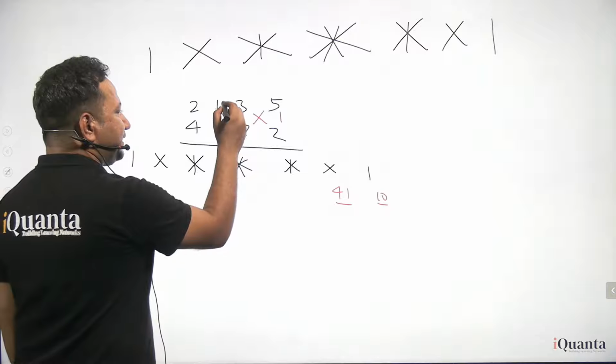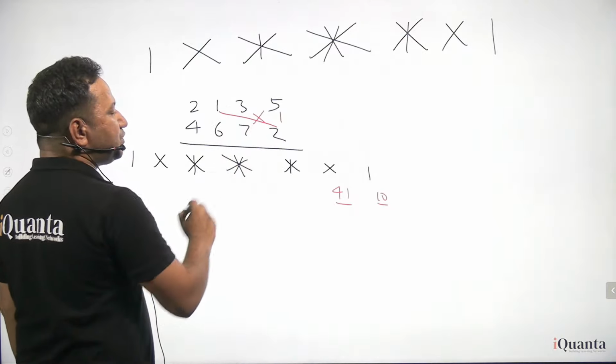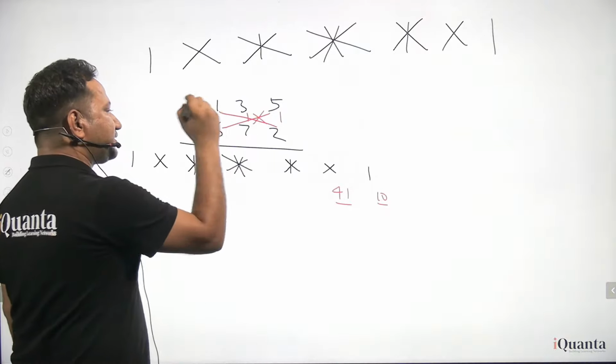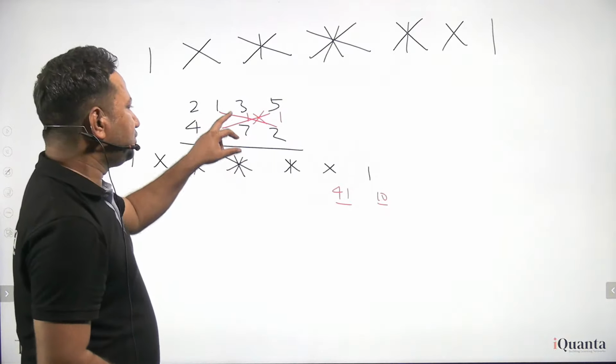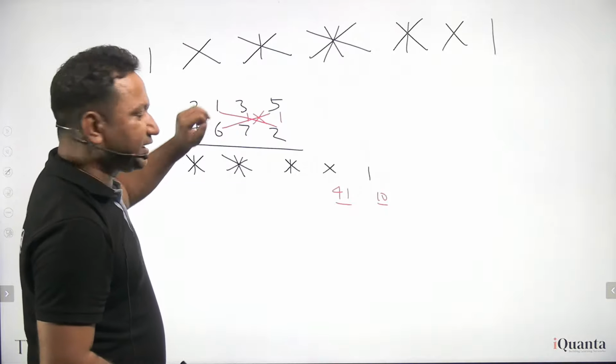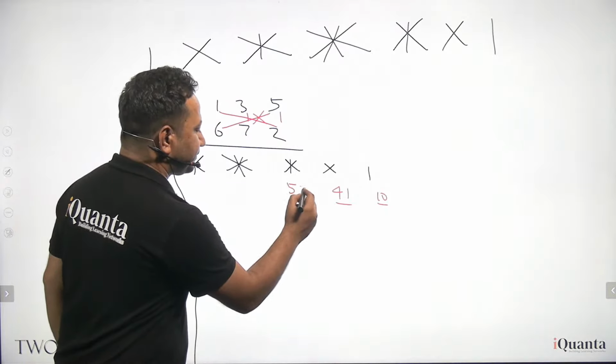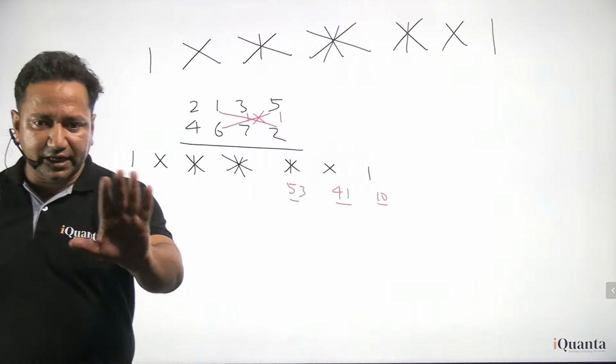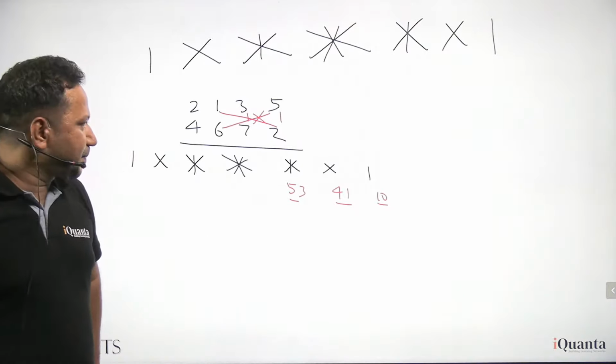Then these three. 1 2 is 2. 6 5s are 30. 3 7s are 21. So 2 plus 30 plus 21 will be 53. Is that clear? I'll resume once you tell me that this is clear.